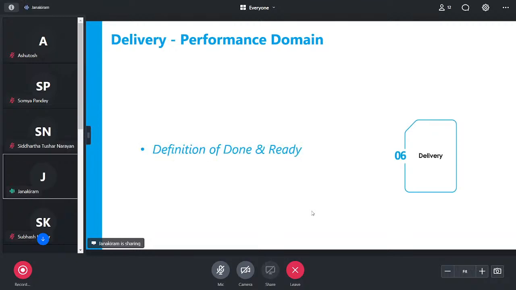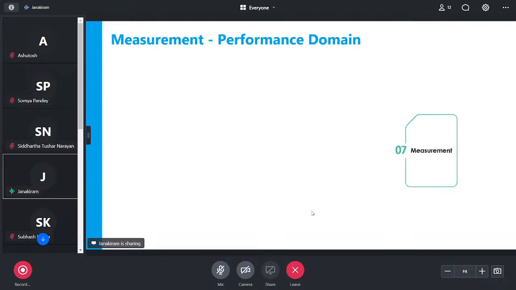So you may have things like definition of done and ready, value delivery, quality, right? Quality is also imbibed inside the performance domain. It's not a separate performance domain per se.